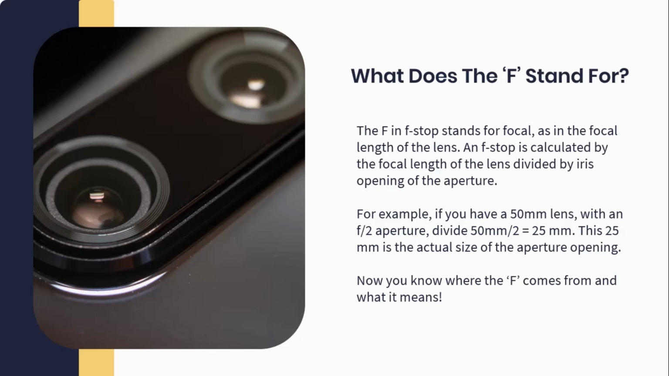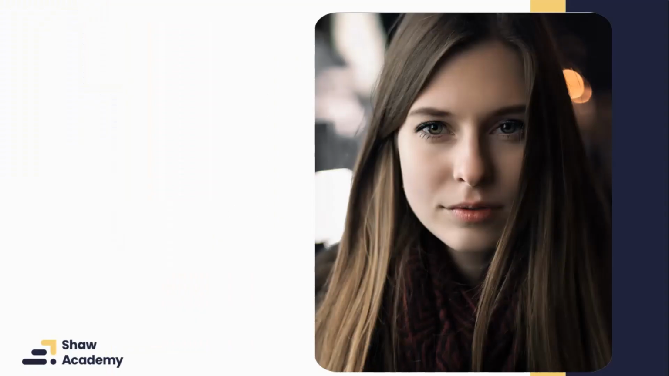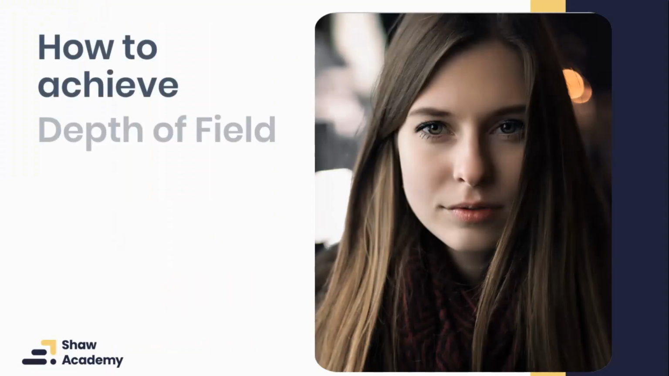What we really need to understand is the effect that it has on our photographs. A lower aperture number is going to give us a wider aperture, meaning a shallower depth of field. Okay, so let's have a look at how to achieve depth of field using our phone.